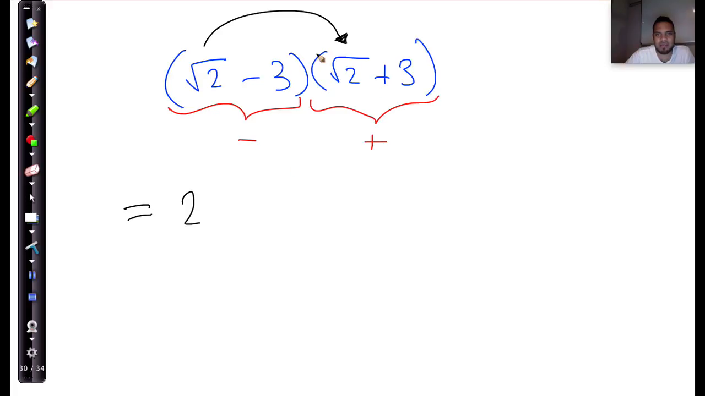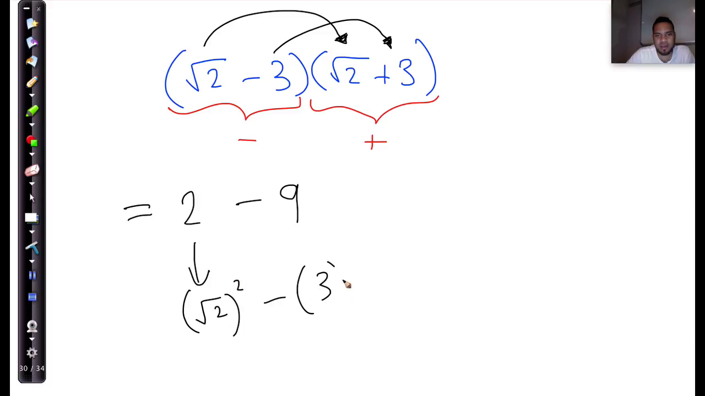That negative times that positive is going to give me the negative. And 3 multiplied by 3 is 9. So this here is really the square of root 2, and this over here is really the square of 3. And so there you have a few key examples of difference of squares. I urge you to work through them.